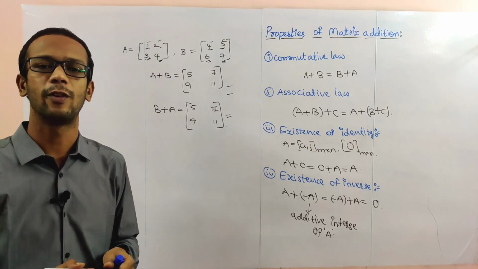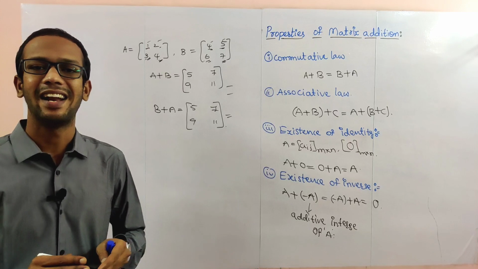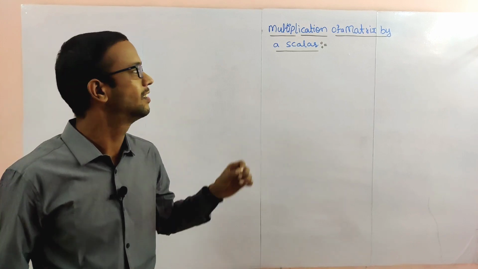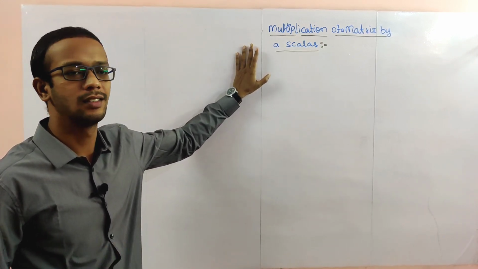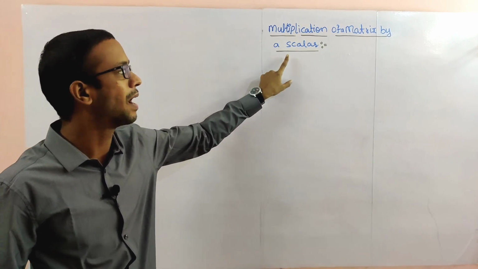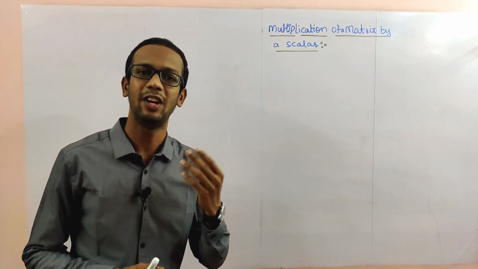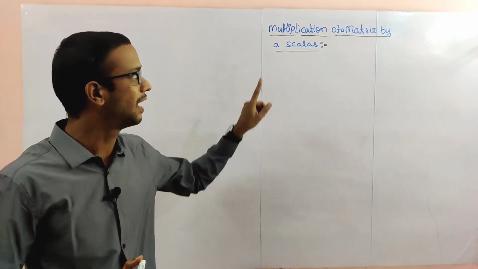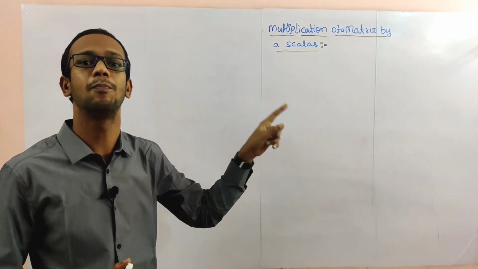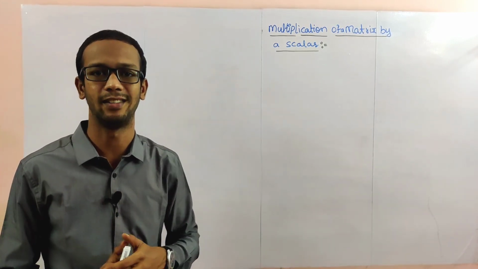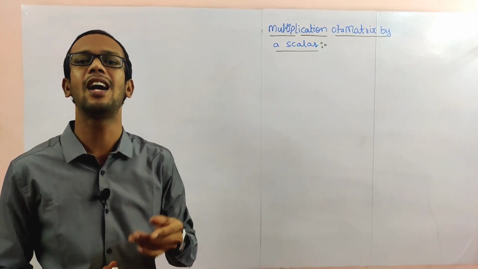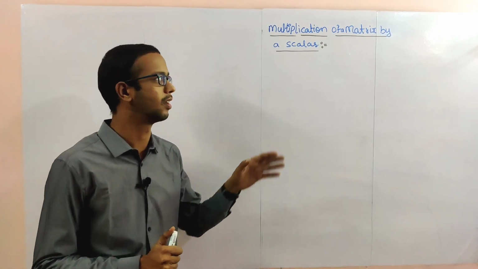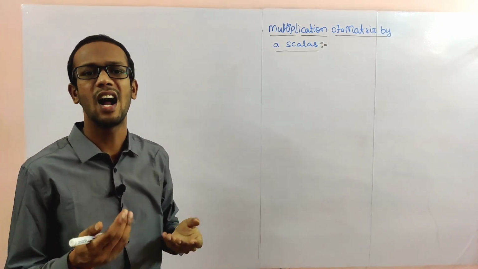These are the 4 different properties of matrix addition. Next concept is multiplication of a matrix by a scalar. Previously we discussed the addition of 2 matrices, but here it is multiplication of a matrix by a scalar, not matrix by matrix. Scalar means any number, real number or complex number. So scalar means constant simply.